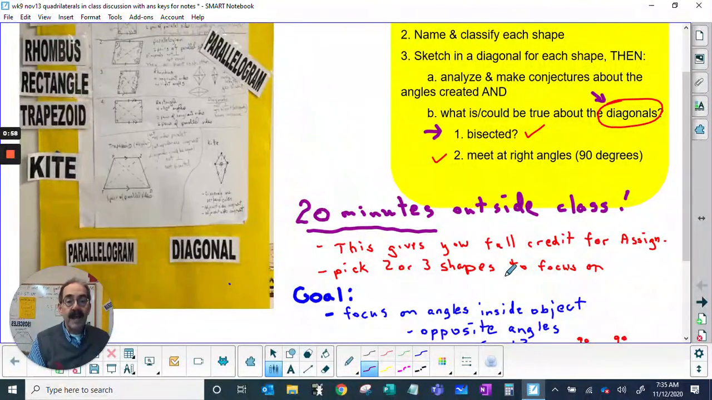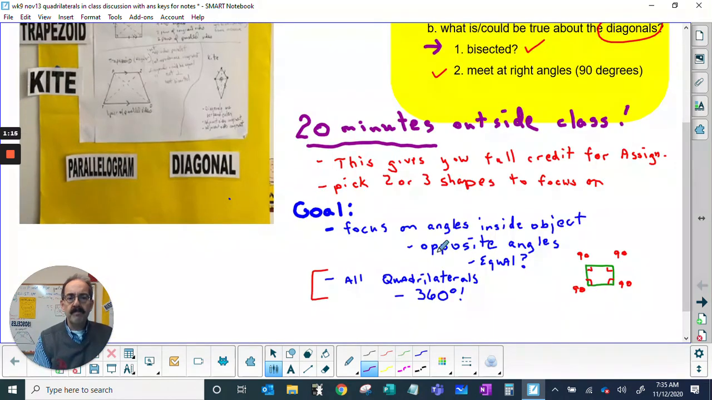But for today, I want you to not stress the volume. Just 20 minutes outside of class. We're not going to get all these shapes done in 20 minutes. So pick 2 or 3 that you're comfortable with so that we can focus on the opposite angles. When we draw diagonals, what do we notice? And conjectures. What predictions can we make?